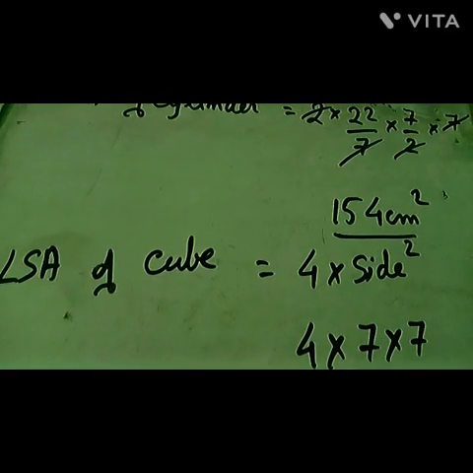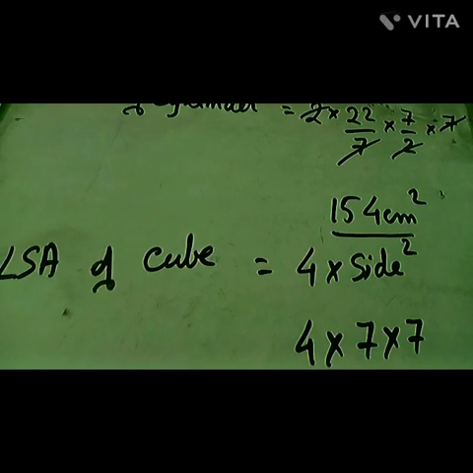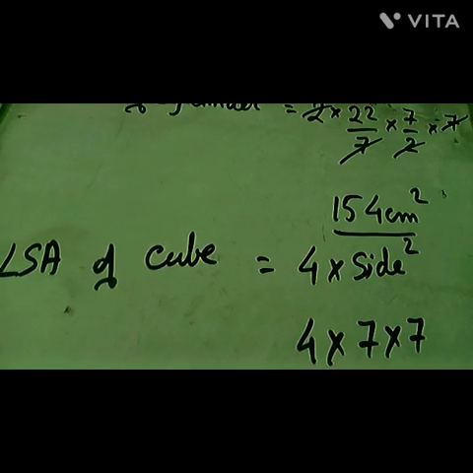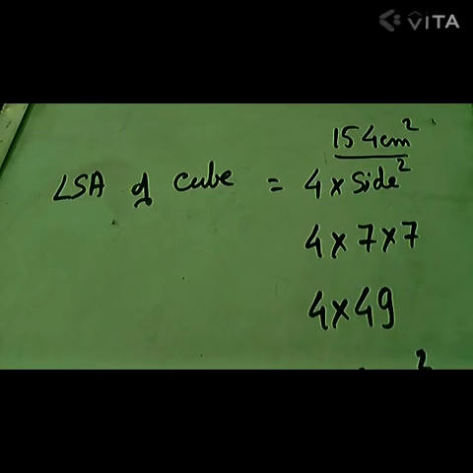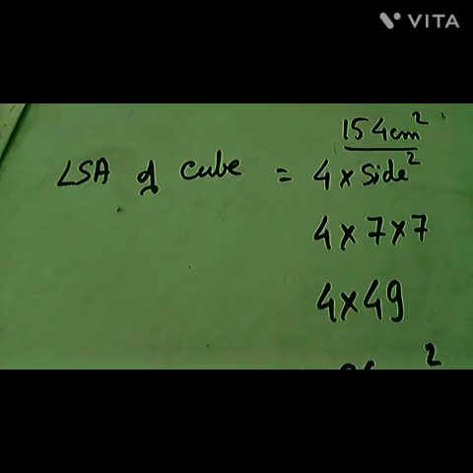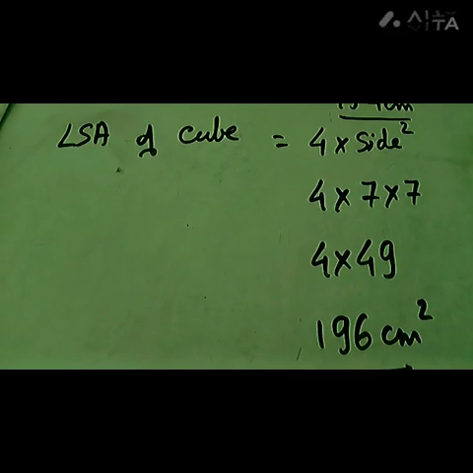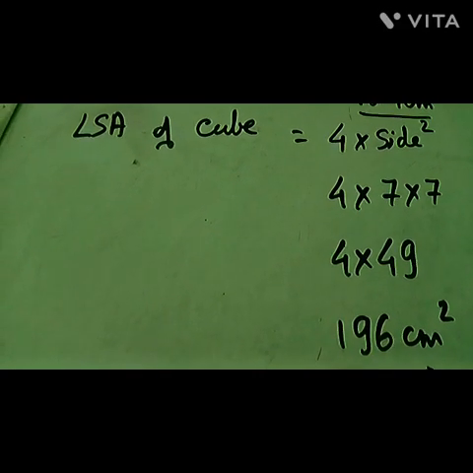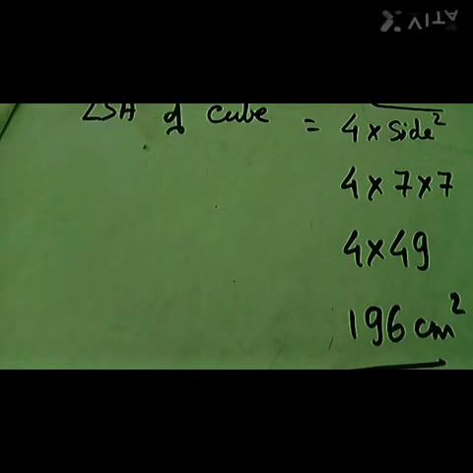So LS of a cylinder is 2 into pi into r into h. 7 7 cut, 2 2 cut. What is remaining is 22 into 7. 7 2s are 14, 4, and 7 2s are 14 plus 1, 15, so 154 centimeters square. LS of cube is side square into 4, that is 4 into 7 into 7, 4 into 49, 196 centimeters square. So we can see that LS of cube is more than LS of cylinder.